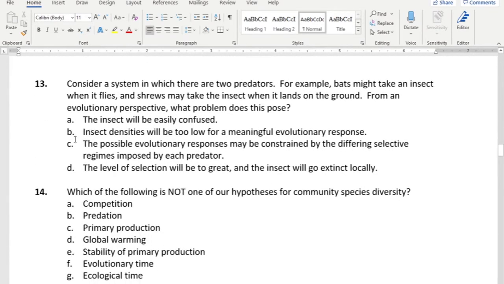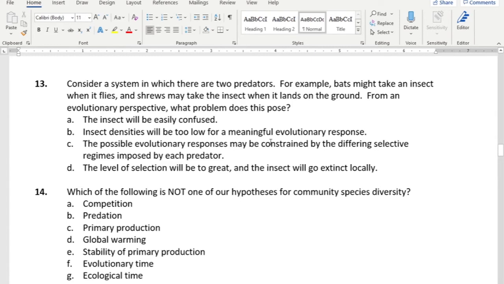All right, question 13. Consider a system in which there are two predators. For example, bats might take an insect when it flies, and shrews may take the insect when it lands on the ground. From an evolutionary perspective, what problem does that pose? Well, the problem is simply going to be that there are different selection pressures acting on the prey species. Any adaptations to minimize predation by one predator might exacerbate the situation with the other predator. Okay? So the correct answer is going to be C.